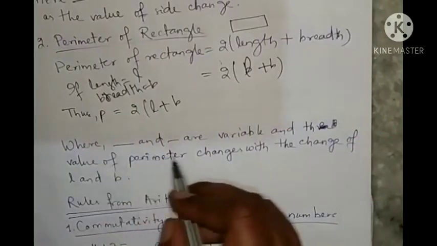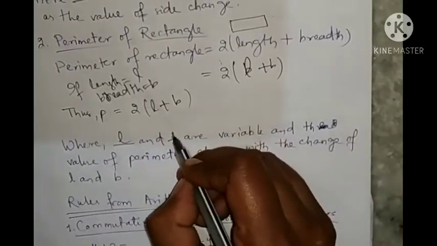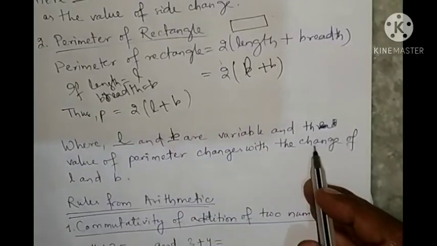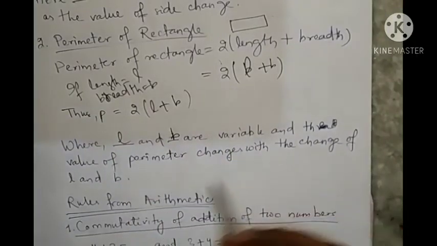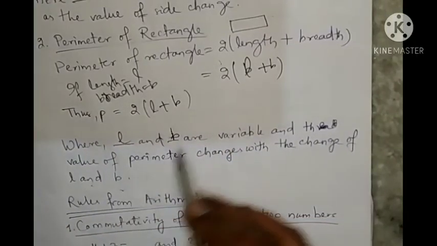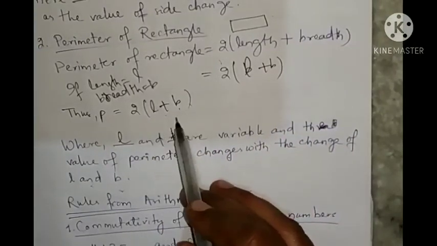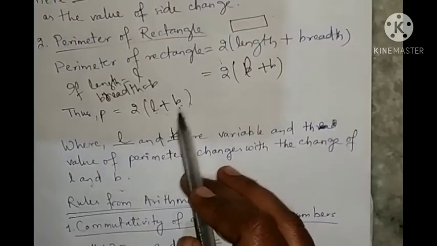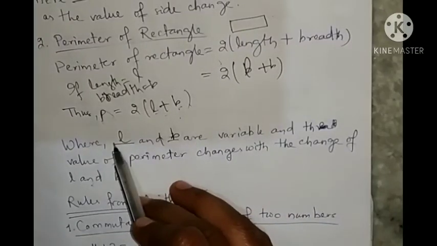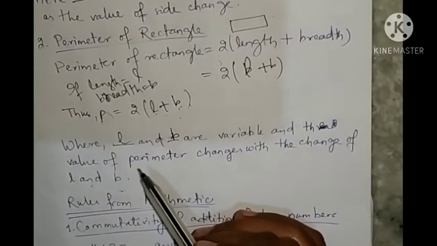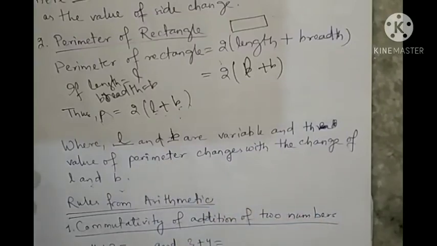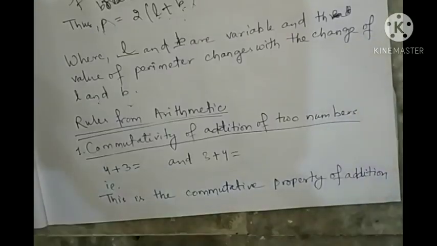So what are the variables here? L and B. The value of the perimeter changes with the value of L and B. If L and B are changing values, they are variables and will always change. So according to the L and B values, P will change. So this is about rules from geometry. Now let's see some rules from arithmetic.